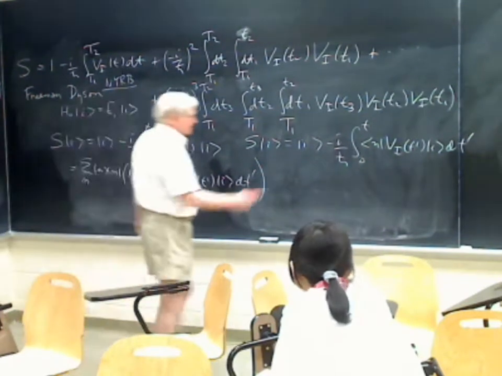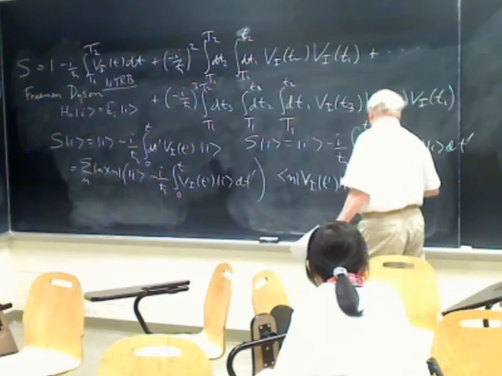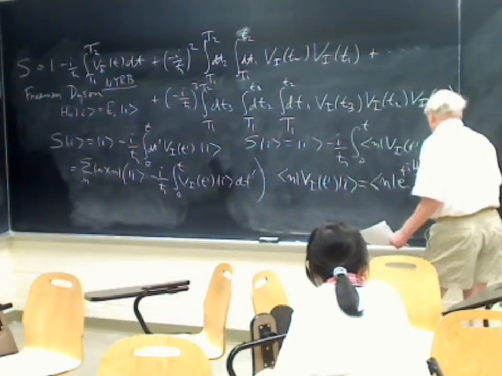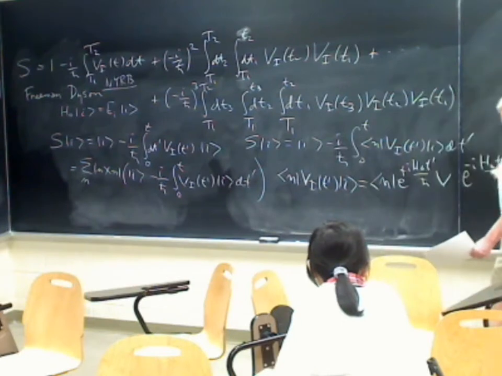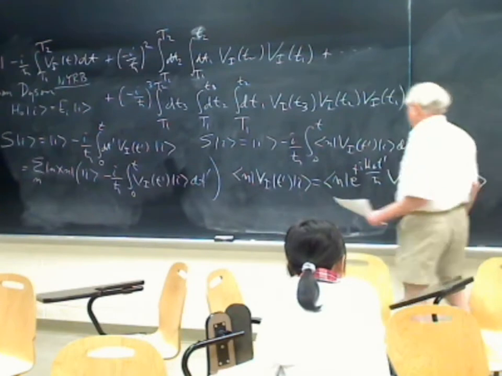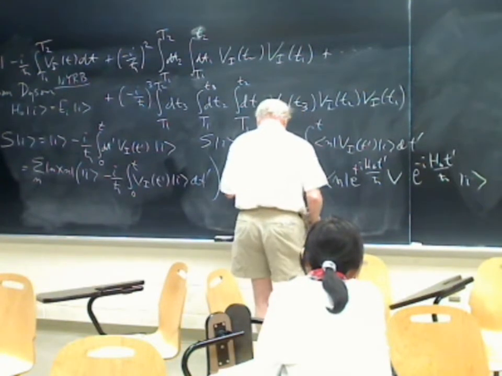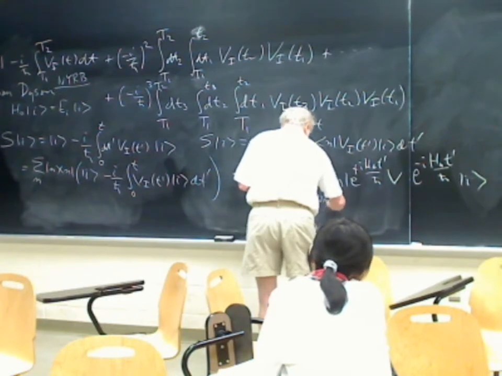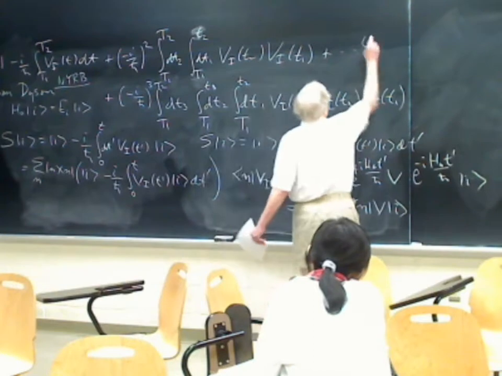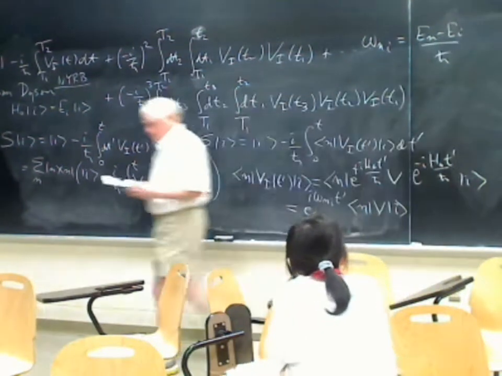On the other hand, this thing is easy to confuse. And N VI of t prime I is just N, e to the plus I H0 t prime over H bar, V e to the minus I H0 t prime over H bar I. And these are both eigenstates of the free Hamiltonian, and so what we get is that this is equal to, in fact I'm going to call it, e to the I omega ni t prime times N V I, where omega ni is equal to En minus Ei over H bar. Okay?